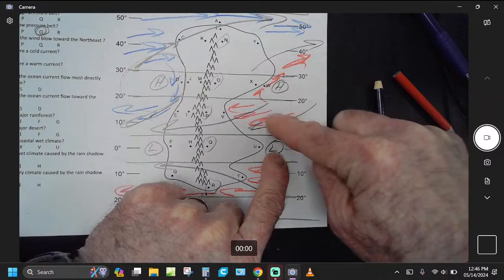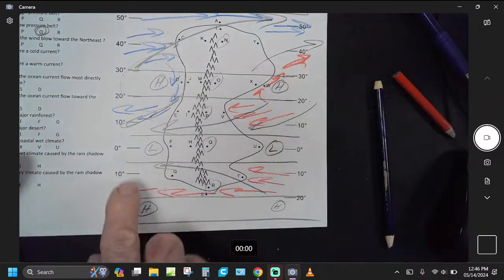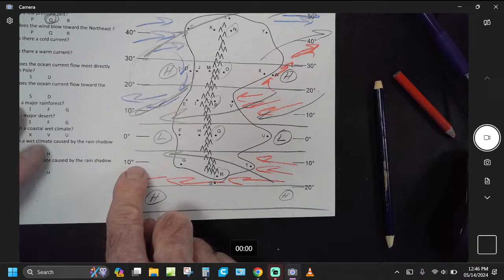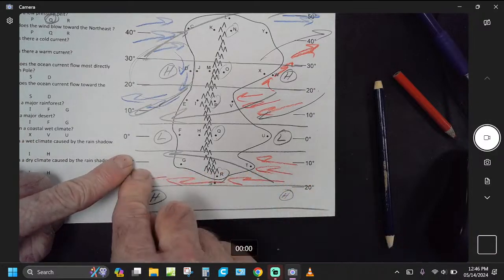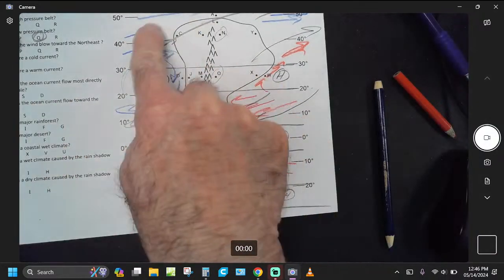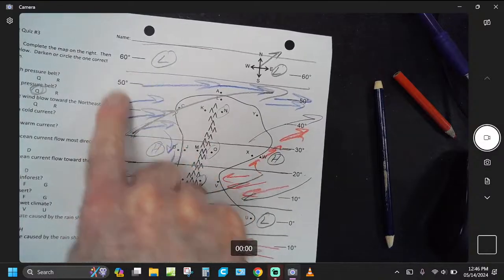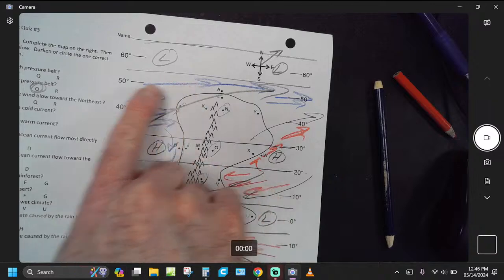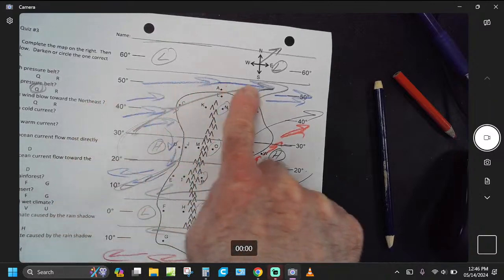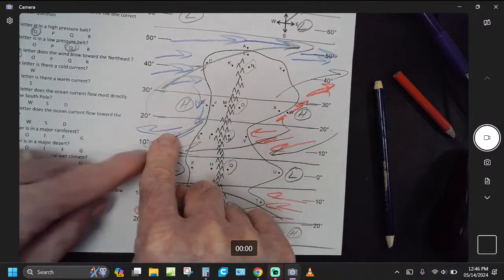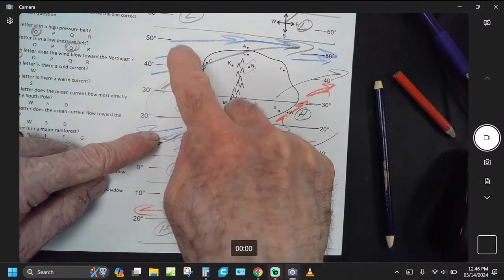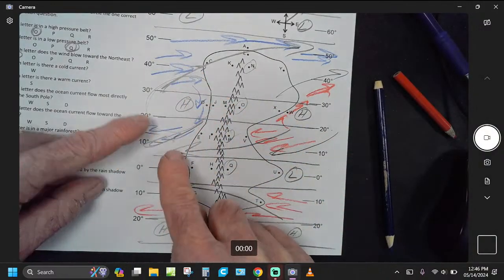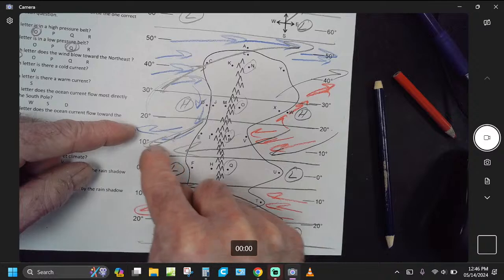It's warm because it came from a warm place. This water over here is warm because it has been at a warm place. This water up here is cold because it comes from over here. Now we're at 30 degrees to 50 degrees. That's really cold. That's far north. So this is all cold water. This water is cold because it came from a cold place, not because it's at a cold place. It's at a warm place.